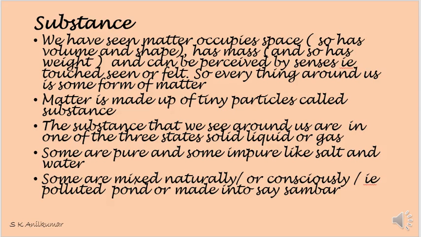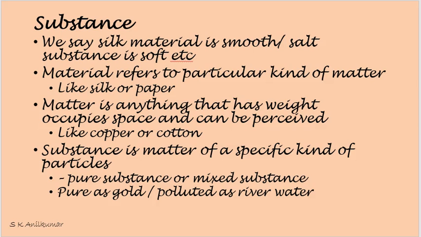So matter is something that occupies space, has volume and shape, has mass, and so has weight, and can be perceived by senses. It can be touched or seen or felt. Matter is made up of tiny particles called substances. Substance, what we see around, is in one of three states: solid, liquid, or gas. Some are pure, some are impure. That is called mixed substance.